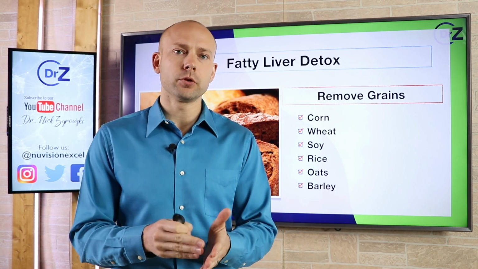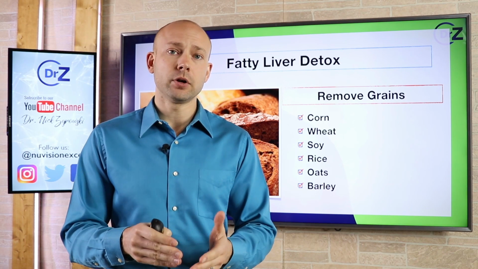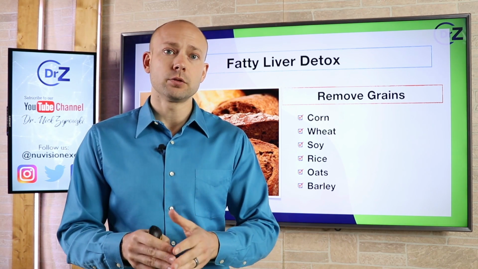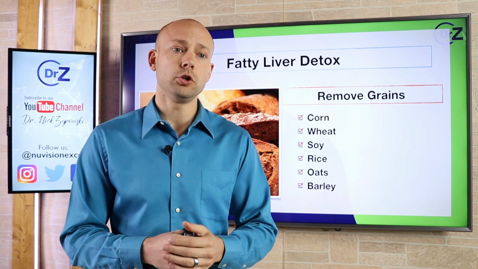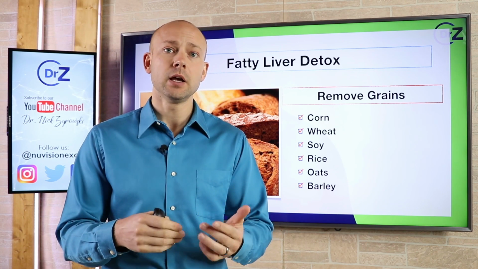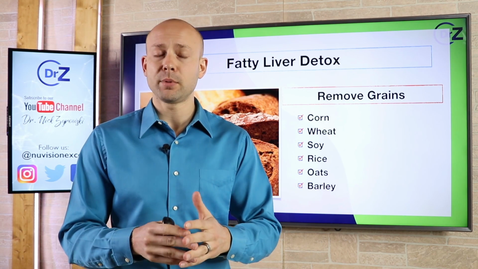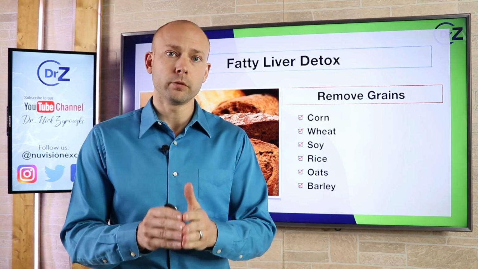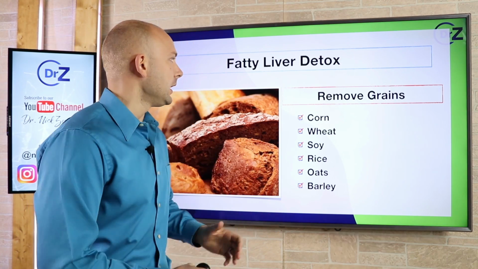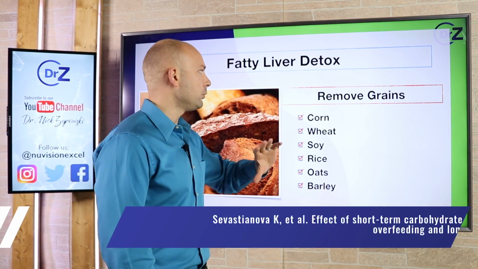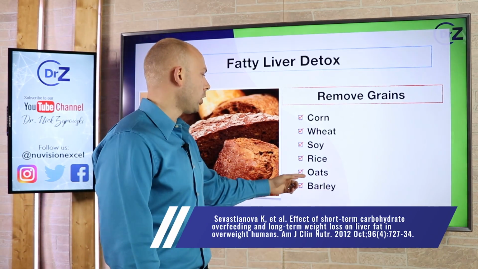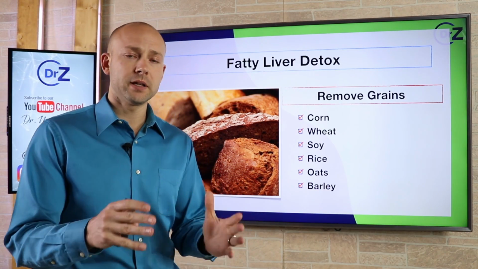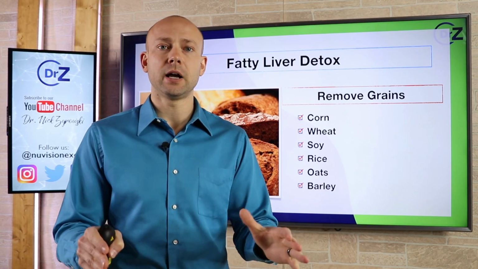When we're talking about reversing the fatty liver, it's very important to reverse this utilizing food, and really looking to food as the number one thing that you can do in order to start taking action steps. Now, grains, of course, are not going to be part of a good, healthy reversal plan of the fatty liver. And so we want to start removing them. We want to remove all the grains like corn, wheat, soy, rice, oats, barley.